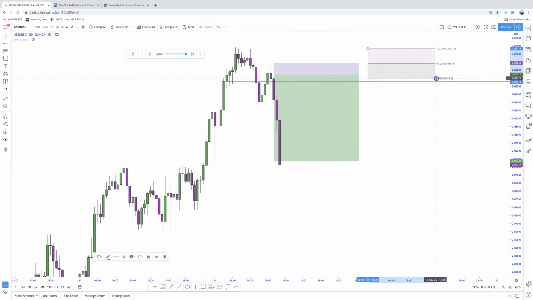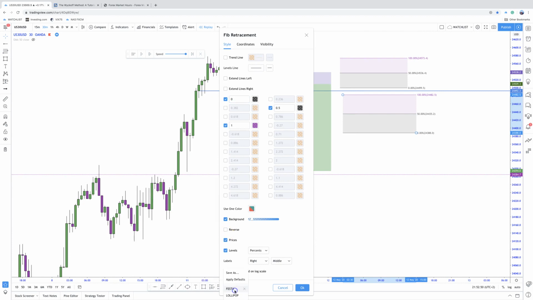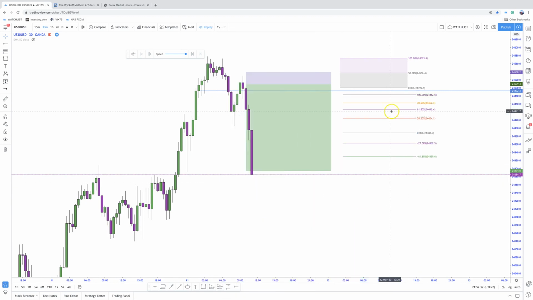Now, I still have my normal fib. This is just the fib that I use for US30. And then this is my other fib. I'll just change it. I just use the normal fib, like you guys know, but this is a fib that I created to measure 50% retracements.